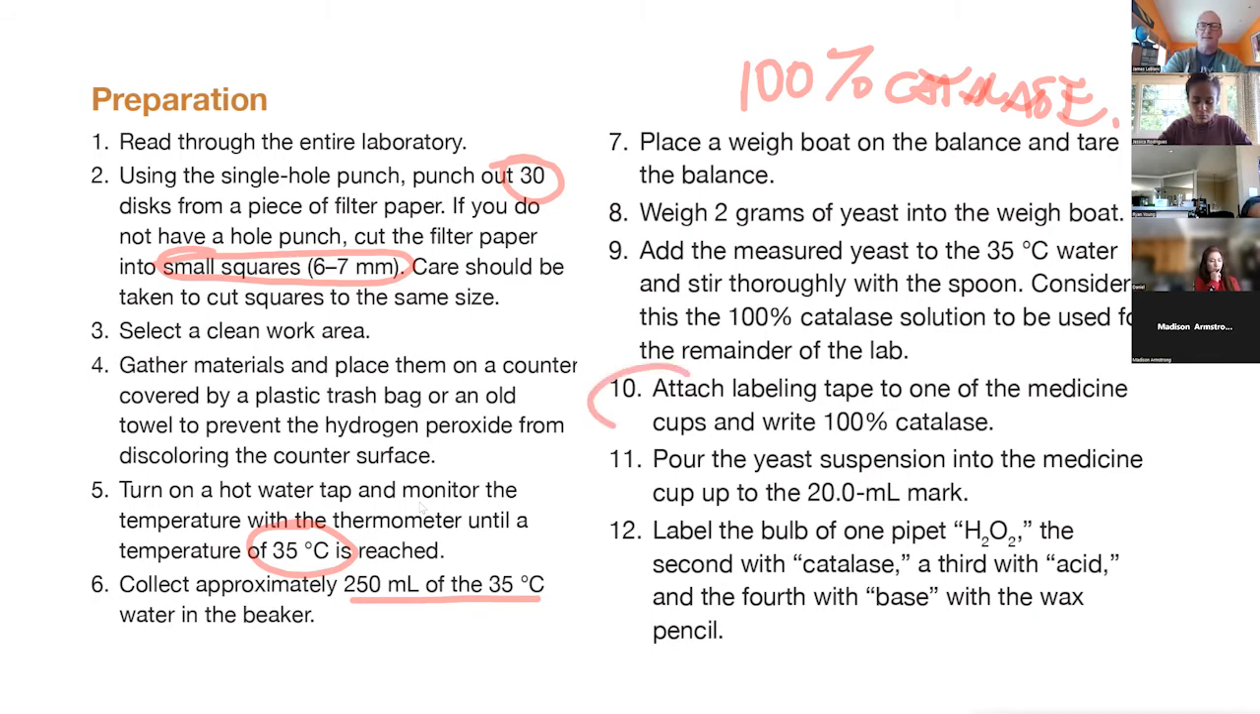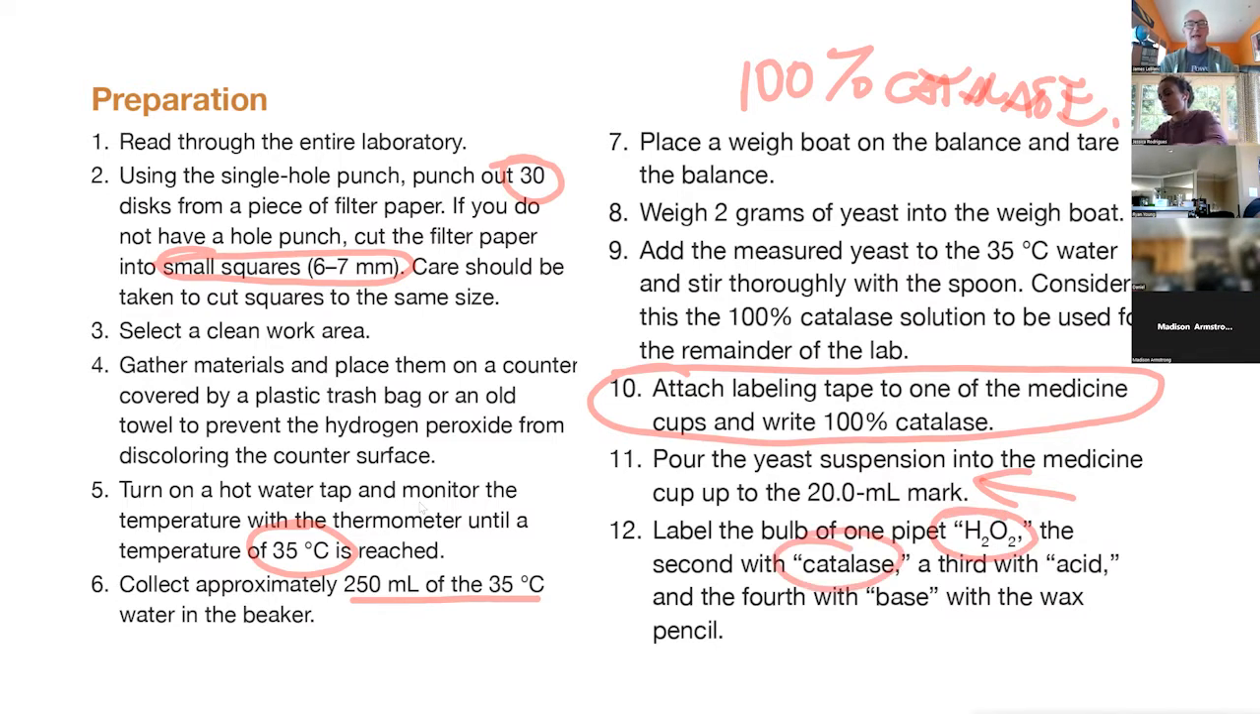So one of the medicine cups will be 100% catalase, and you're just going to be using that as your 100%. Pour it up to like the 20% mark. Then each of these bulbs, there are 4 bulbs in here. One you're going to label just peroxide. Second one's going to be enzyme solution. Third one's going to be acid. Fourth one's going to be base. Okay, so let's look and see how we do the first one.